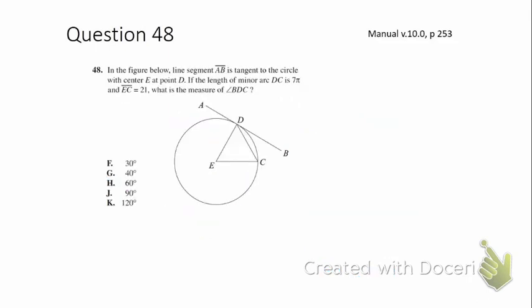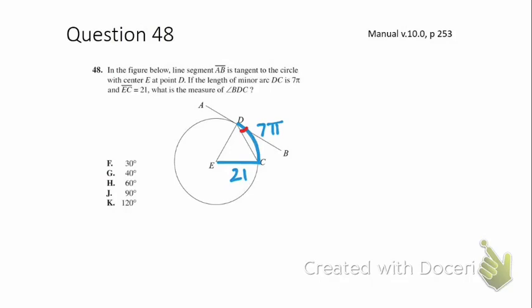Okay, in the figure below, line segment AB is tangent to the circle with center E at point D. If the length of minor arc DC is 7 pi, so if I want to label that, DC right here, that length is 7 pi, and EC equals 21, what is the measure of angle DBC? Or I'm sorry, BDC, so this angle right here.